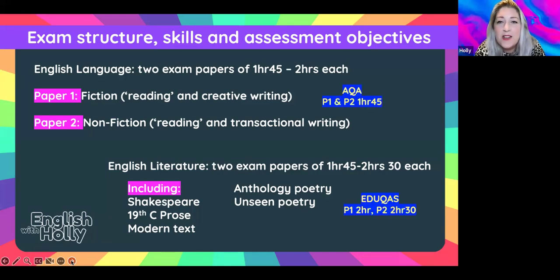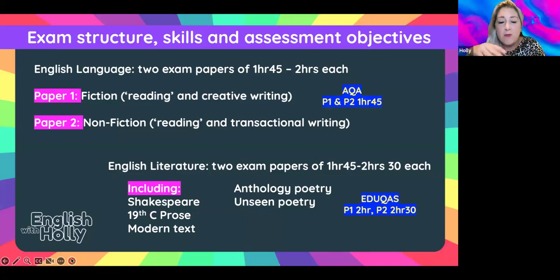And just to give you an idea of the difference between the exam boards, the English language exams, if you're doing AQA, then paper 1 and paper 2 are both 1 hour and 45 minutes each. It's quite a symmetrical exam board, the way it is. And if you're with Eduqas, then your literature exam will be 2 hours for paper 1 and 2.5 hours for paper 2. So there is a little bit of variation there.